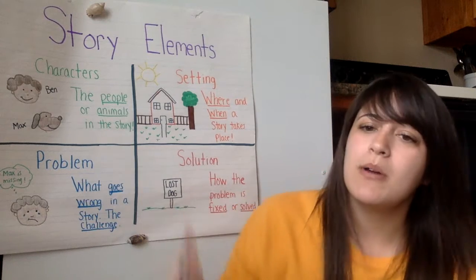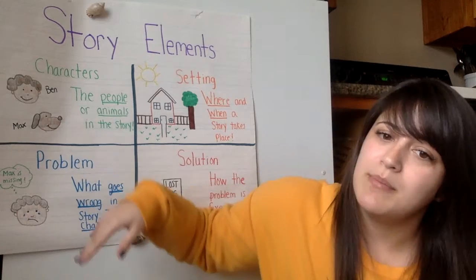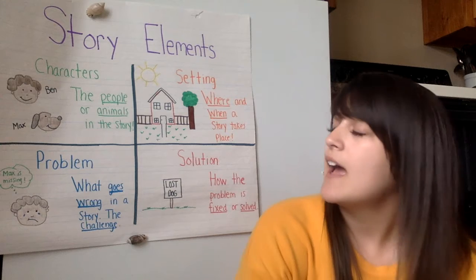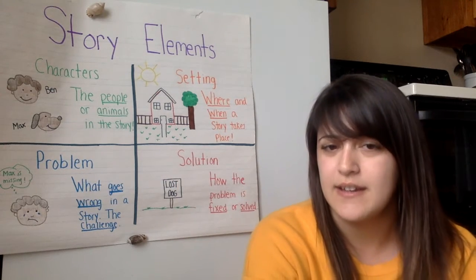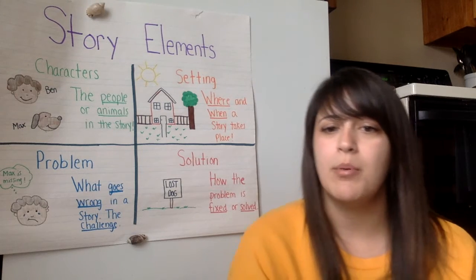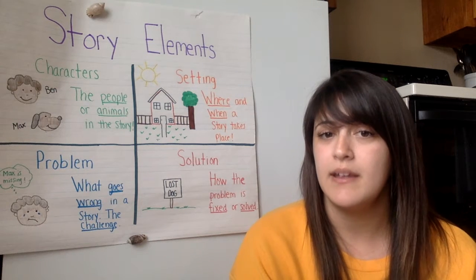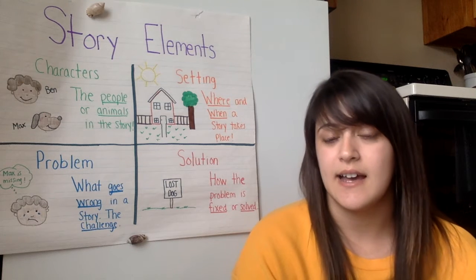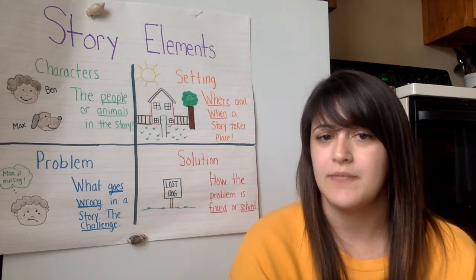The characters, remember, are the people or the animals in the story. So in this make-believe story, it's Ben and Max. Those are our characters. And then the setting is where and when the story takes place. So it's not just outside, it's maybe at a house or a park, or it could be at a beach or a playground maybe, but also when the story takes place. So is it daytime or is it nighttime? That all makes the setting of the story.